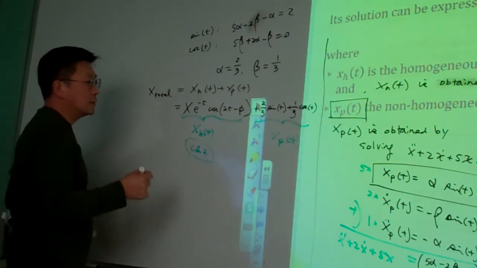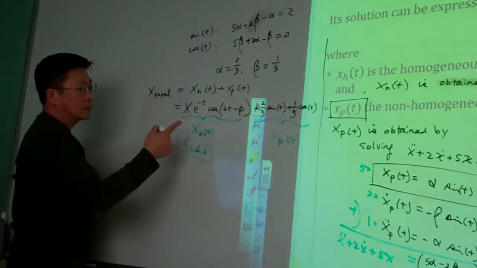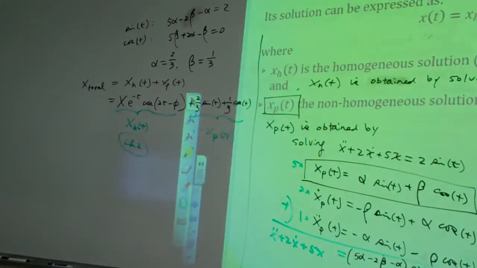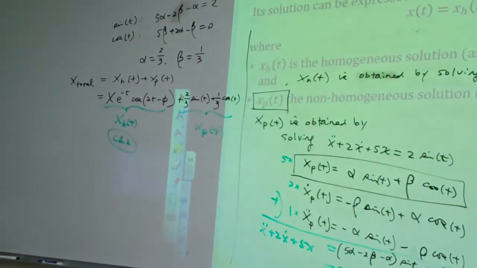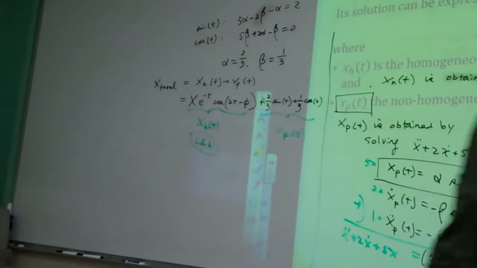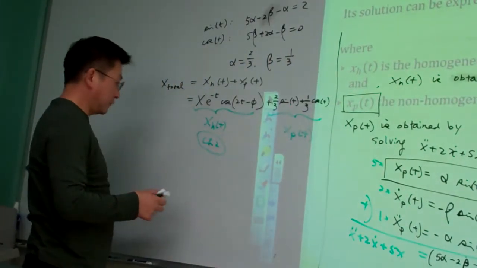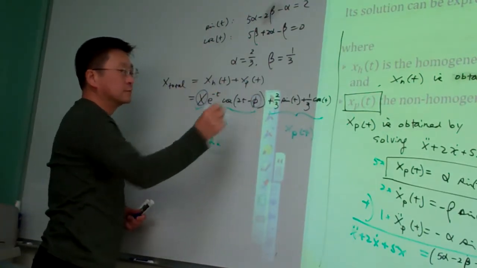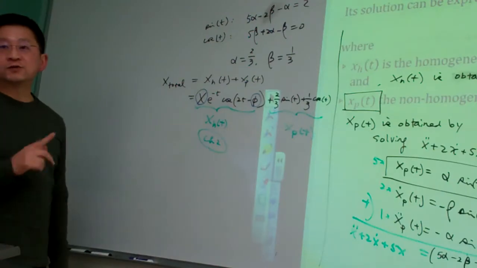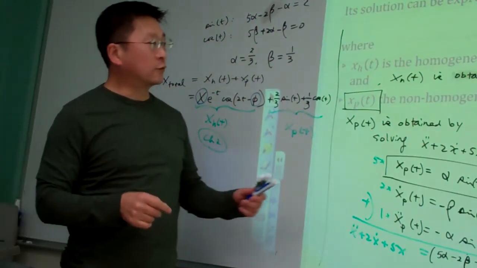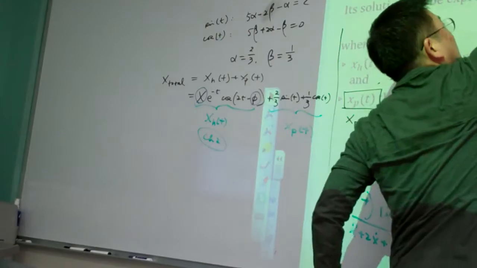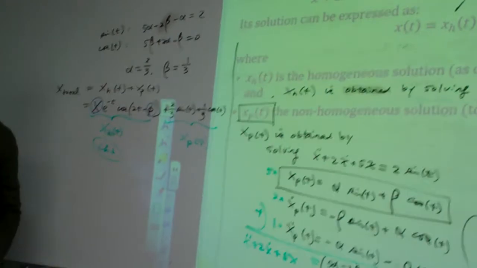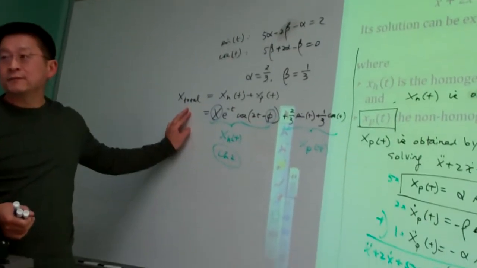So for this one, right now, how many unknowns do we have? Two, right? And what are the unknowns? From here, you can tell the unknowns are capital X and capital Phi. Okay. To solve the two unknowns, right now we haven't used up our initial conditions yet. So we can apply the initial conditions to the total solution.